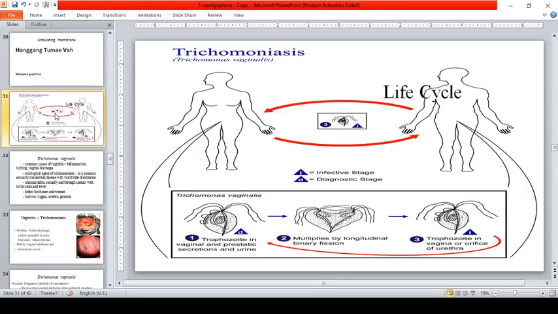So, for the life cycle, this is for the life cycle of Trichomonas vaginalis, because this is the most important among the three. Okay, so trophozoites in the vaginal and prostatic secretions and urine multiply by longitudinal binary fission.